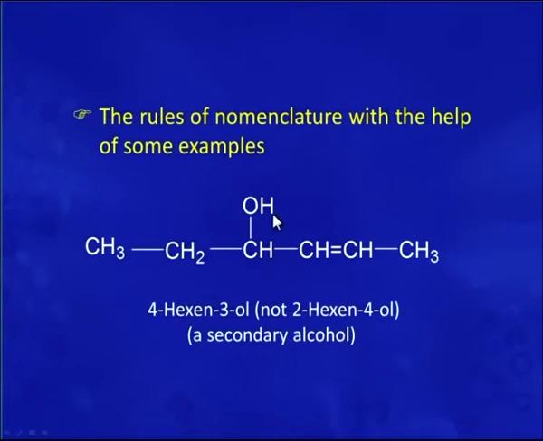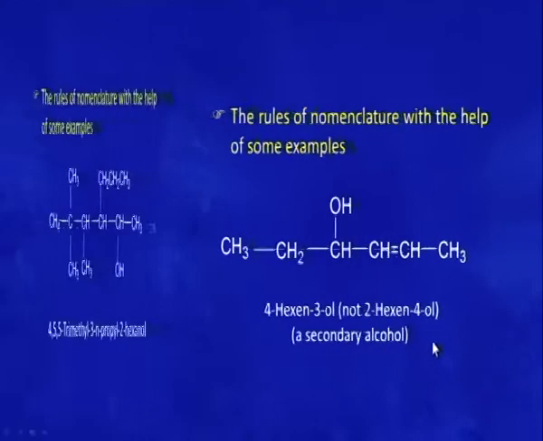In this example, we have a hydroxy group in the molecule as well as a carbon-carbon double bond. As we have seen earlier, the hydroxy group takes priority over the double bond, so we have to give the minimum number to the hydroxy group and not to the carbon-carbon double bond, and that is why the name of the molecule should be 4-hexene 3-ol and not 2-hexene 4-ol. This again is a secondary alcohol.